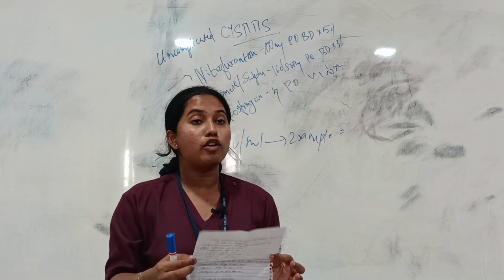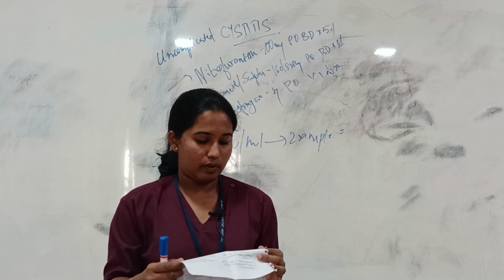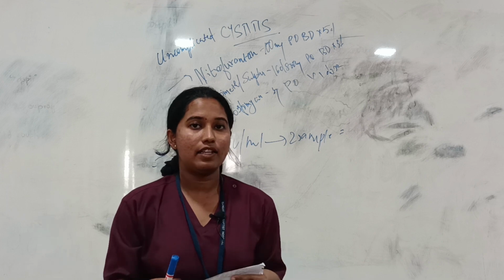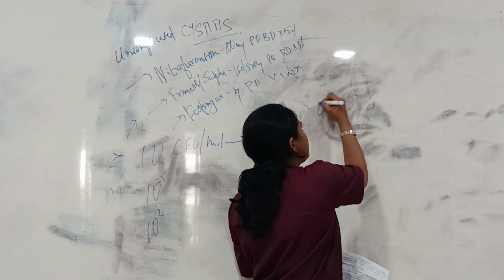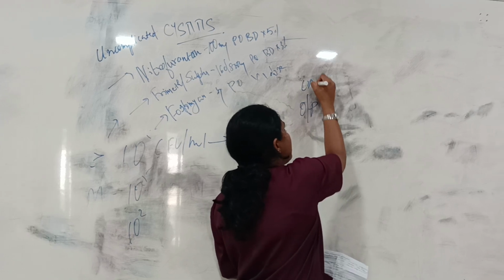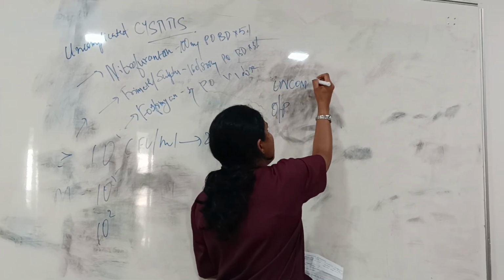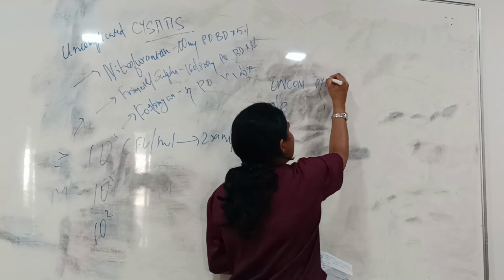Next, coming to uncomplicated pyelonephritis. In outpatients, the first line therapy is ciprofloxacin. This is in outpatients, for uncomplicated pyelonephritis.